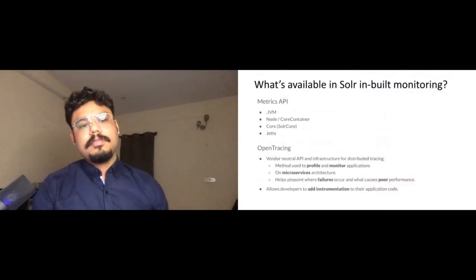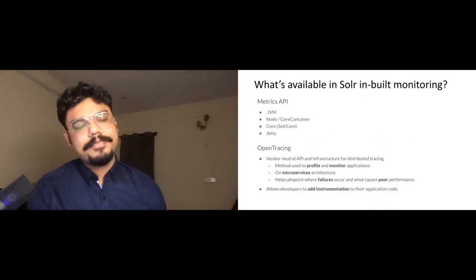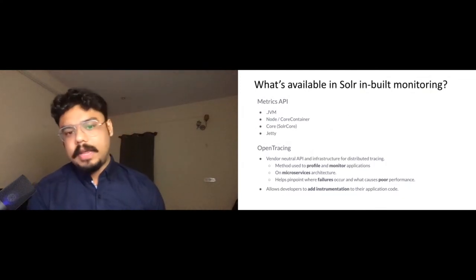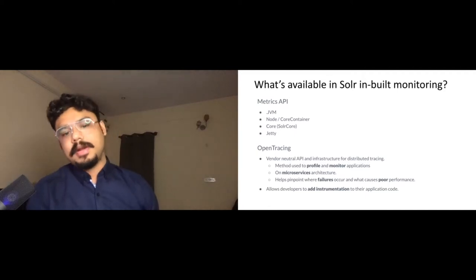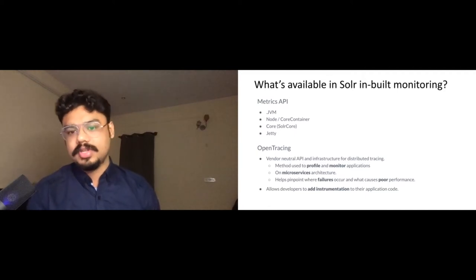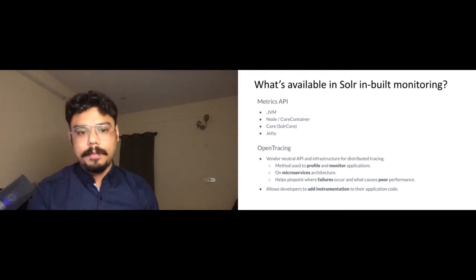So let's look first at what's available in Solr out of the box, right? So Solr includes a developer API and instrumentation for the collection of detailed performance oriented metrics throughout the life cycle of a Solr service. Now each group of related metrics is managed via a metric registry. Solr supports registries at higher levels, that is JVM, Jetty, Node, and Core.